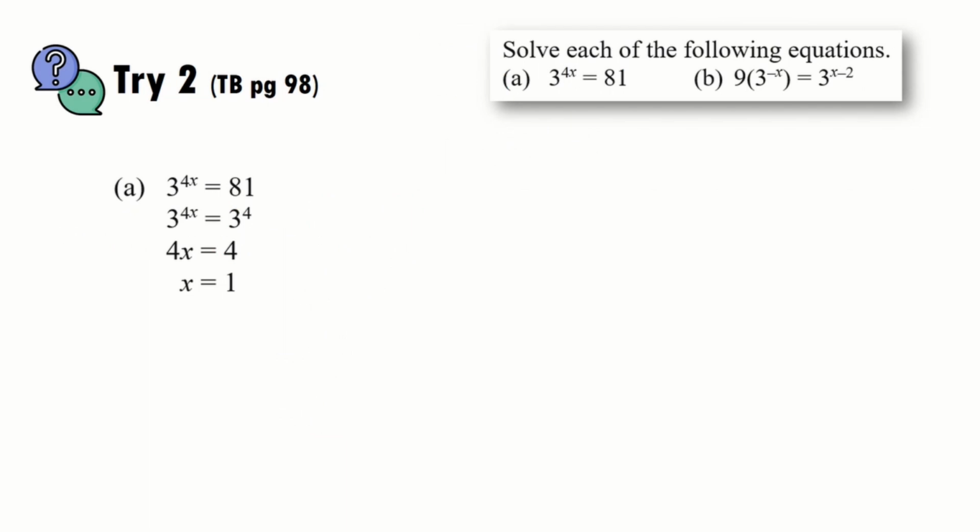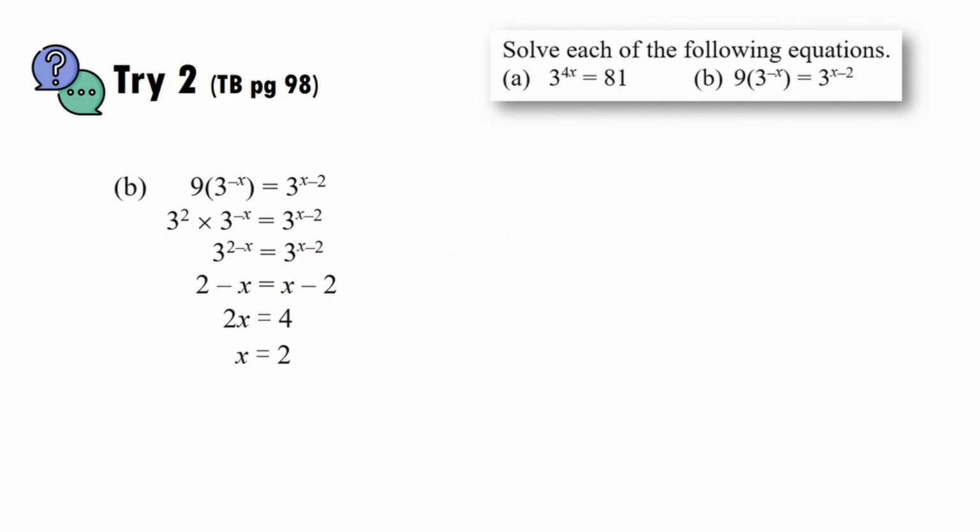Now that we have already familiarized ourselves with our indices law, we will learn to solve exponential equations. In try 2, we want to solve each of the following equations. In part A, we have 3 to the power of 4x is equals to 81. What we will do is to change 81 to be 3 to the power of 4. Now that we have 3 to be the same base on both sides of the equation, we can equate the exponents. Hence, we will get the answer to be x equals to 1.